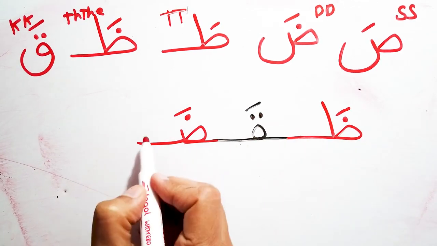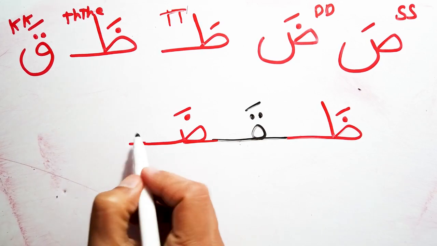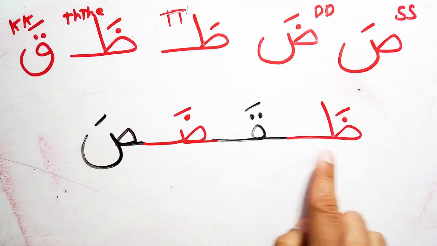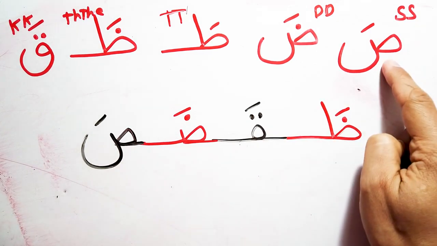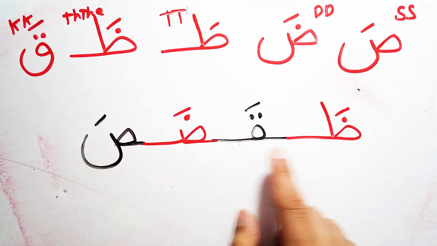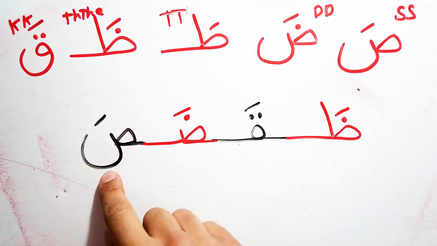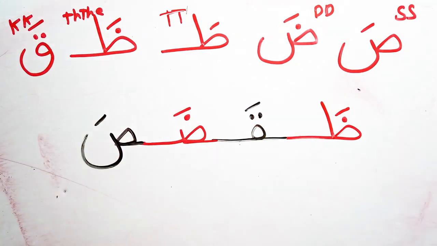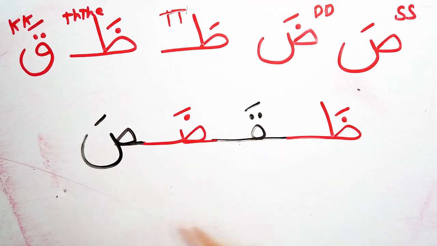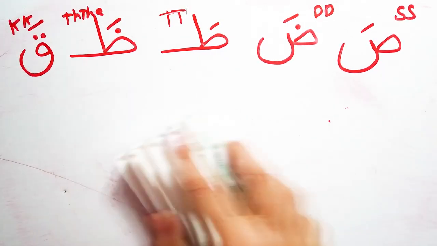Okay, let's add sa in the end. Set it in black. Va, qa, ba, sa. It's good to connect all the strong letters together. Like this, your mouth will get familiar to pronounce all of them at the same pitch and tone. Okay?